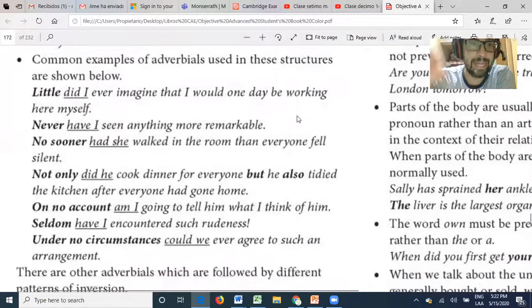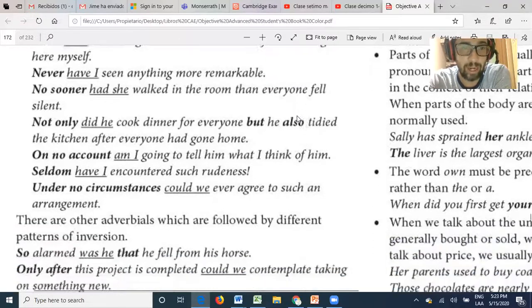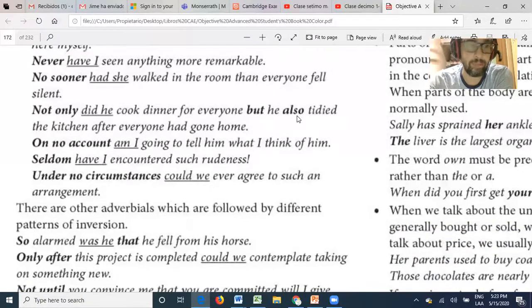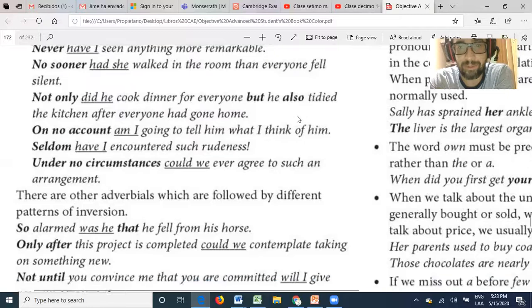Now, common examples of adverbials using these structures are shown below. For example, little did I ever imagine that I would one day be working here myself. Or never have I seen anything more remarkable. Or no sooner had she walked in the room than everyone fell silent. Or not only did he cook dinner for everyone, but he also tidied the kitchen after everyone had gone home. Or the other one, on no account will I tell him what I think of him.